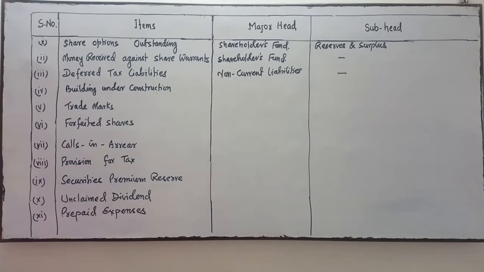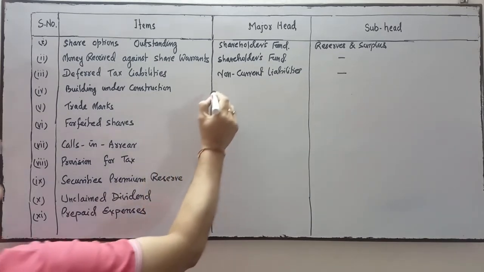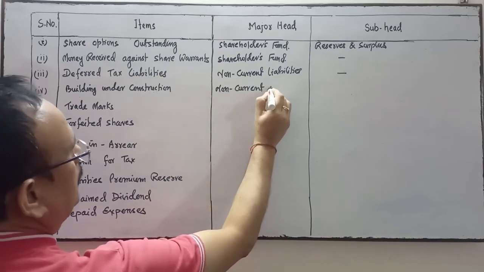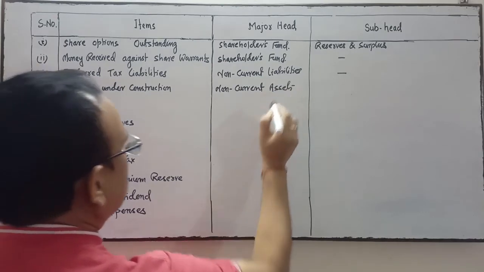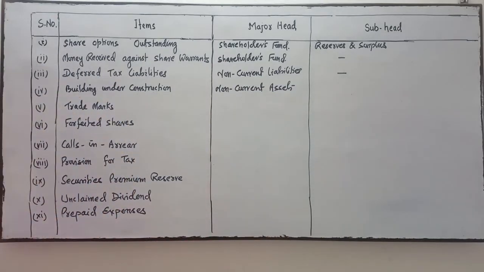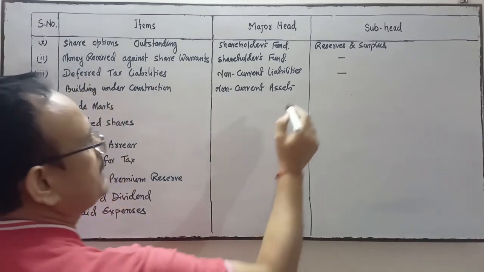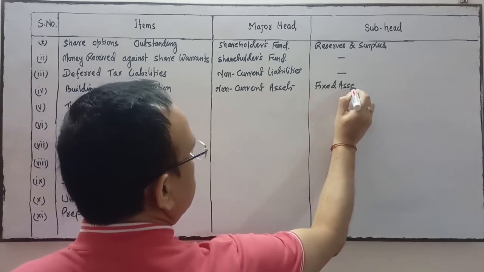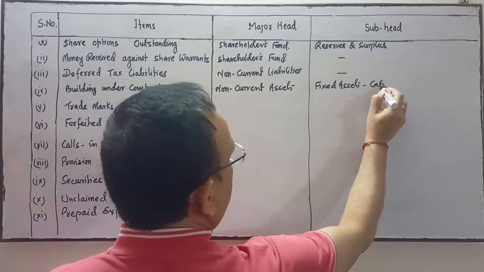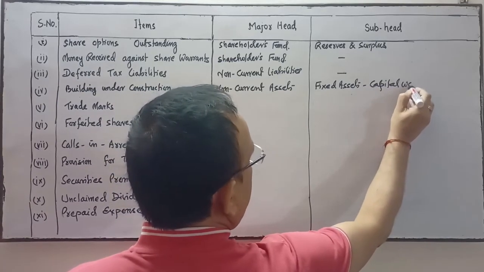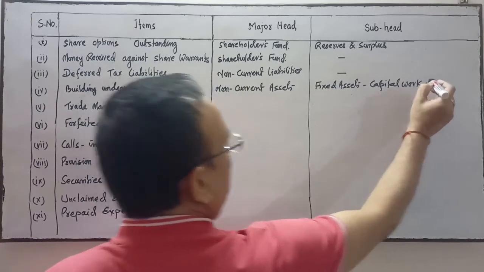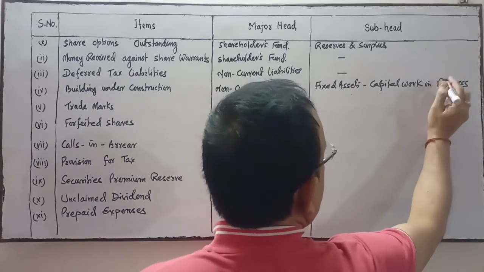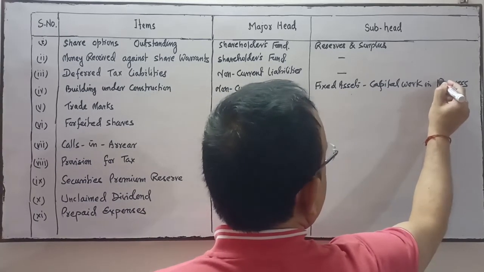Next is building under construction. It's a non-current asset. Building under construction is a non-current asset, and under non-current assets, as it is under construction, it's a fixed asset. Fixed assets means capital work in progress. Is it clear? Capital work in progress.